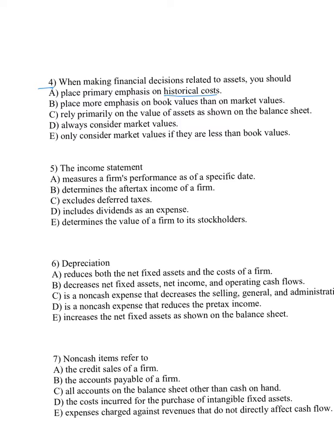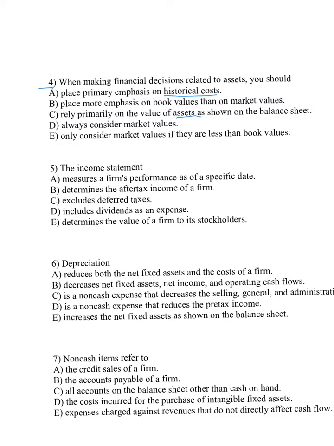And therefore, if we really need to make a very smart financial decision, we cannot simply look at the historical cost. Place more emphasis on the book value than the market values. Well, basically, this is not true. If it was a non-financial decision, this might be the case. Rely primarily on values of assets as shown on the balance sheet. That's not true because when we are making financial decisions, we cannot only look at the value of assets on the balance sheet, because they could have been recorded previously and therefore considered historical costs.